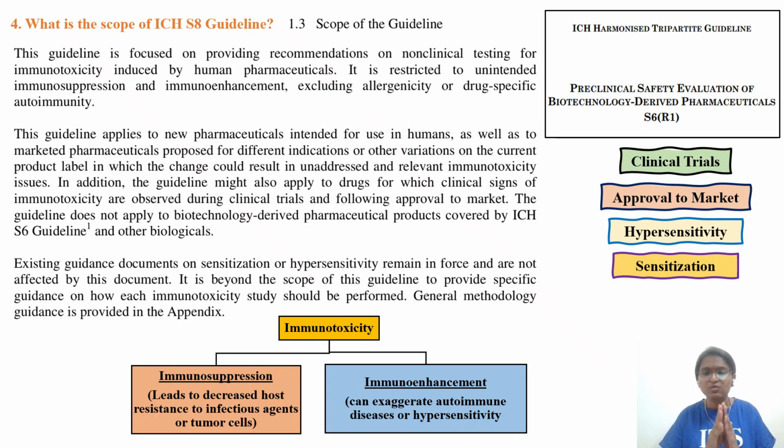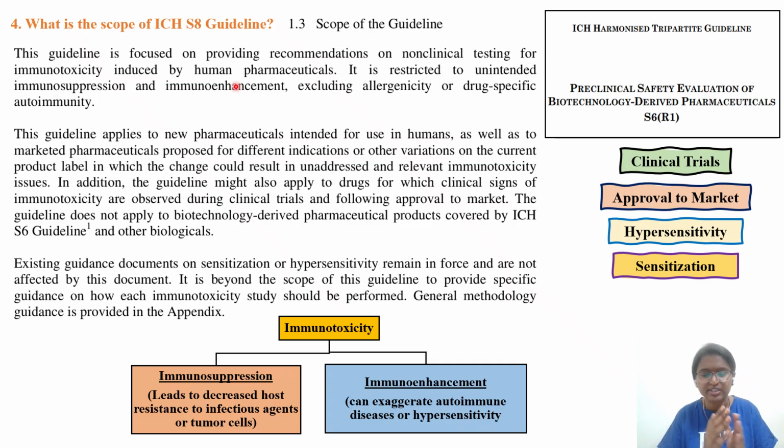another section, 1.3, which we'll discuss here. What is the scope of this guideline? What is this ICH S8 guideline going to cover? So we are reading section number 1.3. The guideline is focused on providing recommendations on non-clinical testing for immunotoxicity induced by human pharmaceuticals. If you're developing a new molecule and the drug is causing immunotoxicity, what kind of toxicology studies do you have to do? This is the only thing that you have to remember.